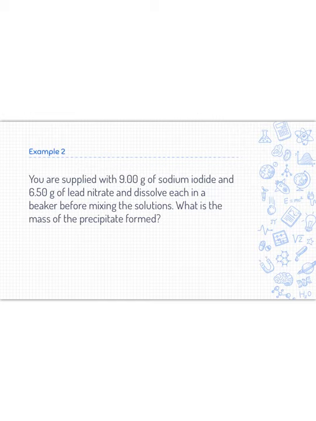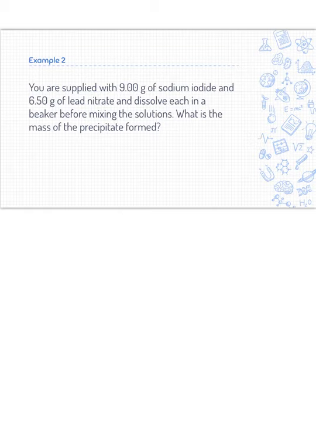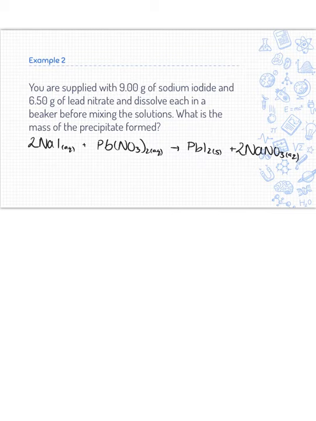All right, you are supplied with 9 grams of sodium iodide and 6.5 grams of lead nitrate, and you dissolve each in a beaker before mixing the solutions. What is the mass of precipitate formed? I'm going to do this one using unit analysis and show you how we would do that with limiting and excess. First step, always write a balanced chemical equation. You're going to get sodium iodide, which is dissolved before reacting, and lead 2 nitrate, which is also dissolved before reacting, so both are aqueous. We're going to make PbI2, which is a precipitate, and NaNO3, which is aqueous. To balance, we need 2 of these, and we're going to make 2 of those.